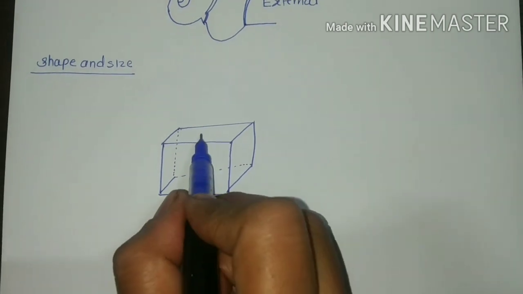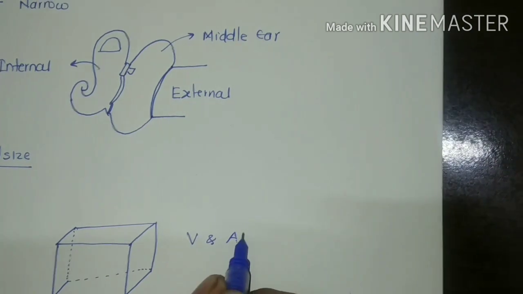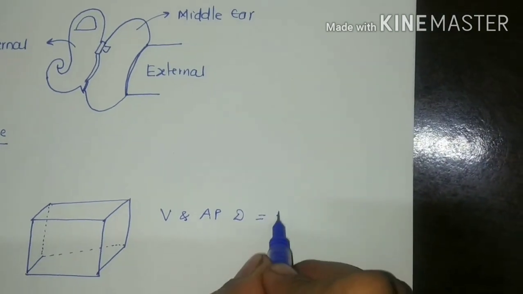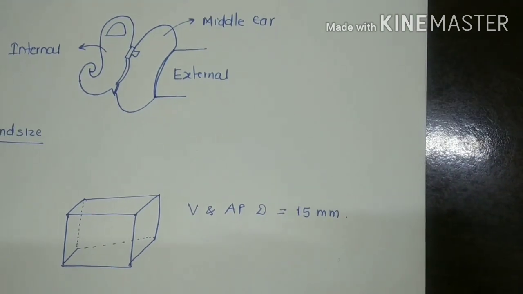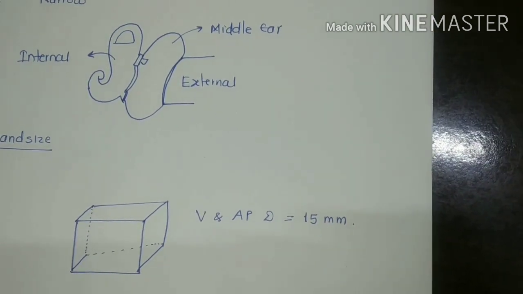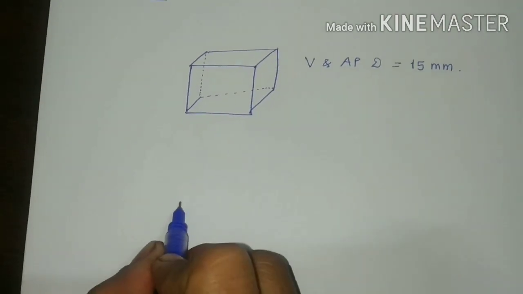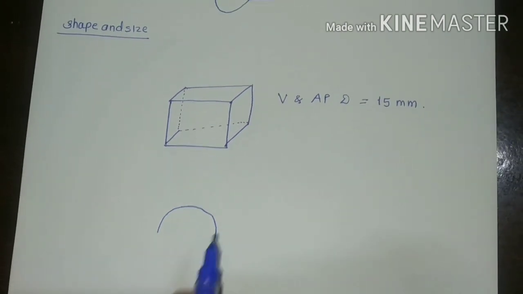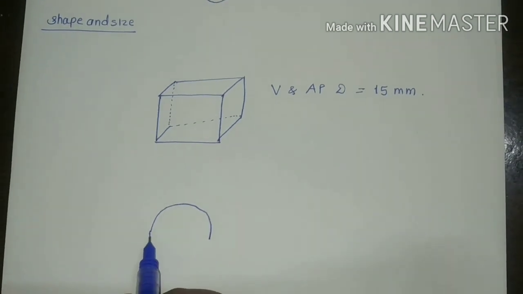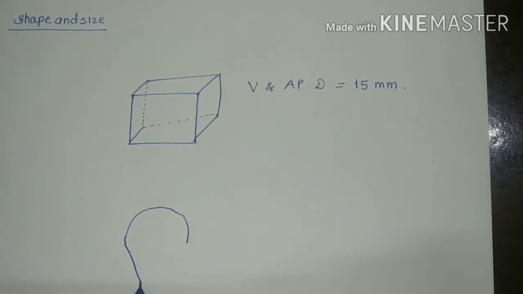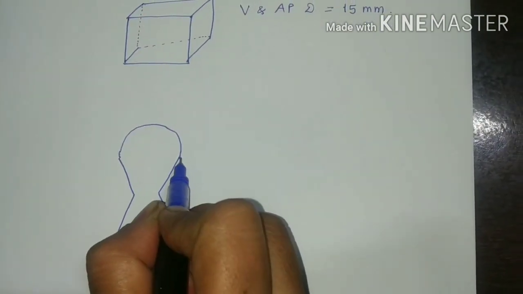Now for the dimensions, its vertical and antero-posterior diameters are almost equal and about 15 millimeter. For the transverse diameter, we will go to the coronal section. When seen in the coronal section, it has a biconcave shape because of its medial and lateral walls. This is the medial wall and this is the lateral wall.